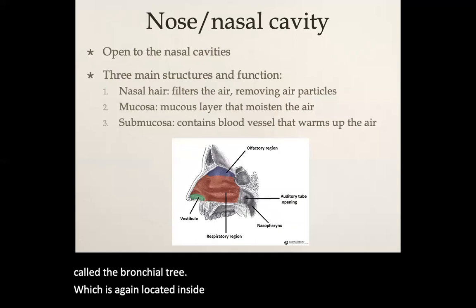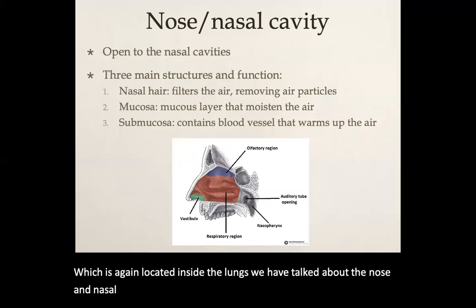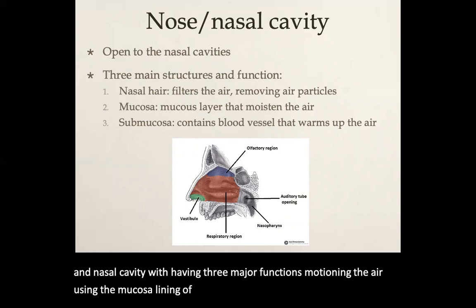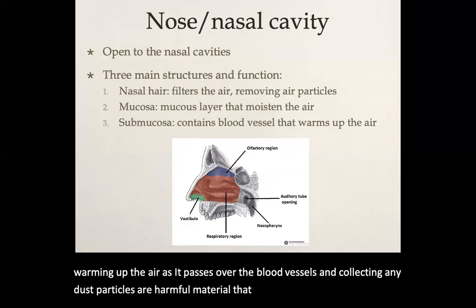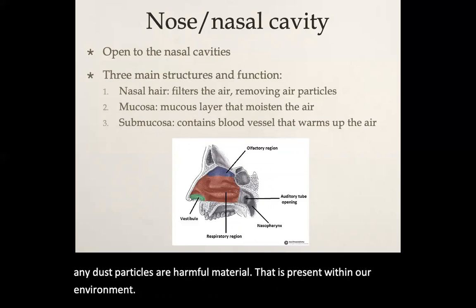We have talked about the nose and nasal cavity having three major functions: moistening the air using the mucosal lining of the nasal cavity, warming up the air as it passes over the blood vessels in the submucosa, and collecting any dust particles or harmful material that is present within our environment using the nasal hair.